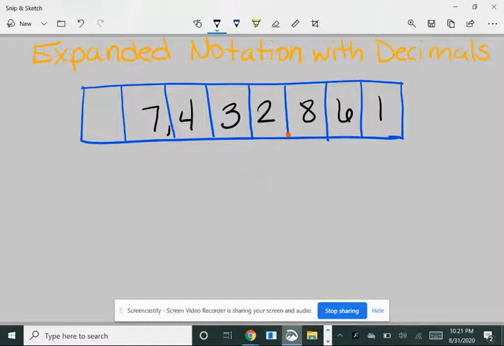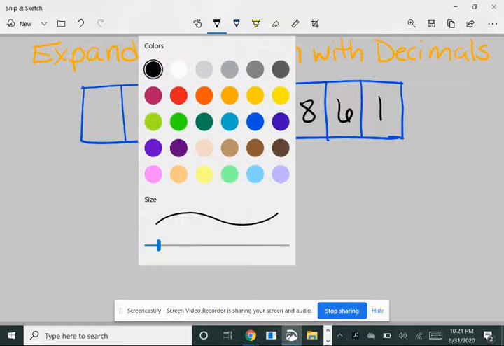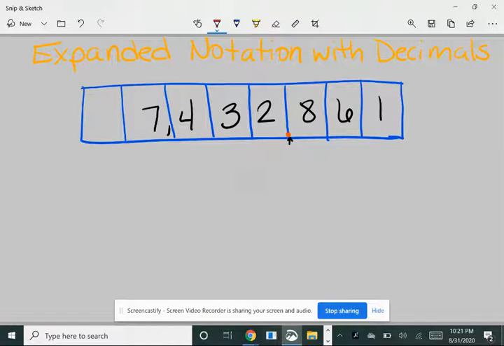Yesterday we went over expanded notation. Today we are looking at the decimals as well. Okay, so if we look at this number, you can notice that we have a decimal here. So let's talk a little bit about place value, okay? And I'm going to change the color of my ink so that you can see this.